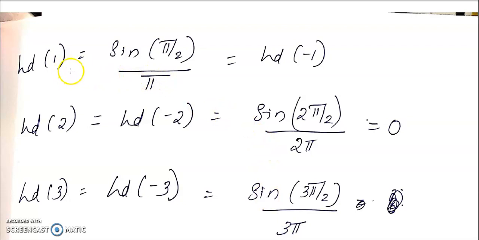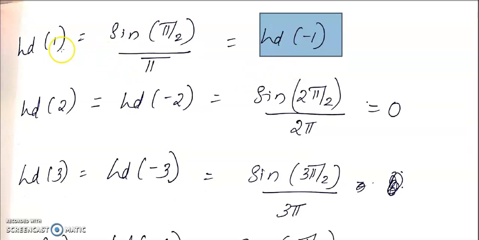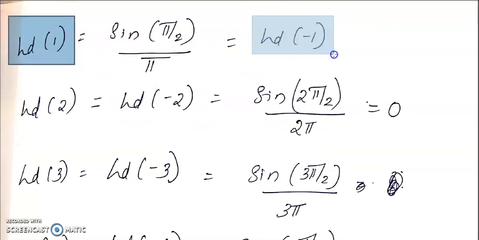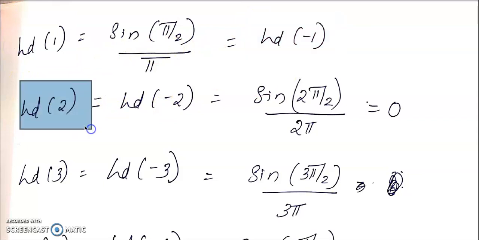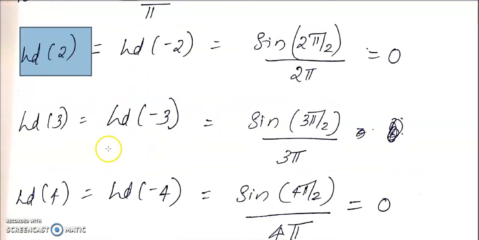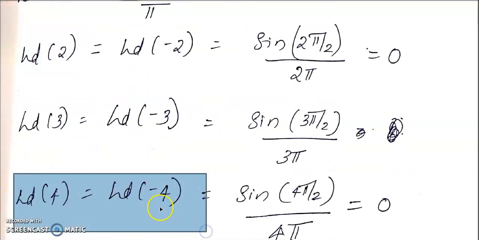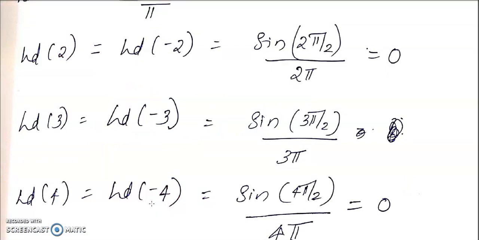And here we know that it is symmetric with respect to origin. So Hd of 1 and Hd of -1 are the same. No need to compute it twice. Even if you compute it, you will get the same value. There is no problem, but you can reduce the steps. So Hd of 1 is equal to Hd of -1. Like that, Hd of 2 is equal to Hd of -2. Like that, Hd of 4 is equal to Hd of -4. So you will get the values from -4 to 4 for Hd of n.